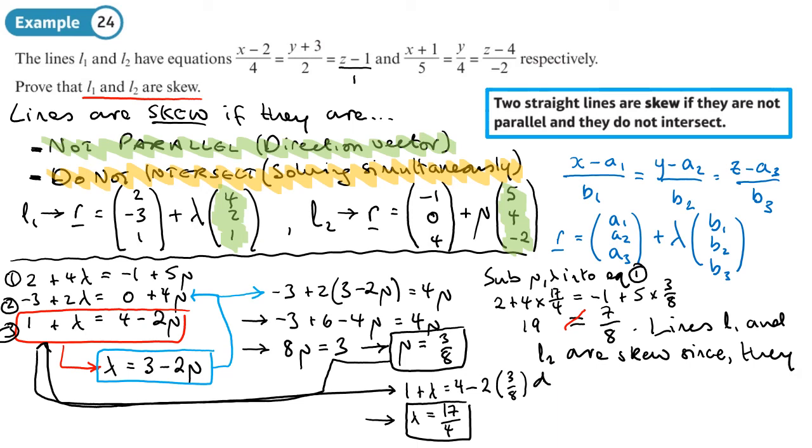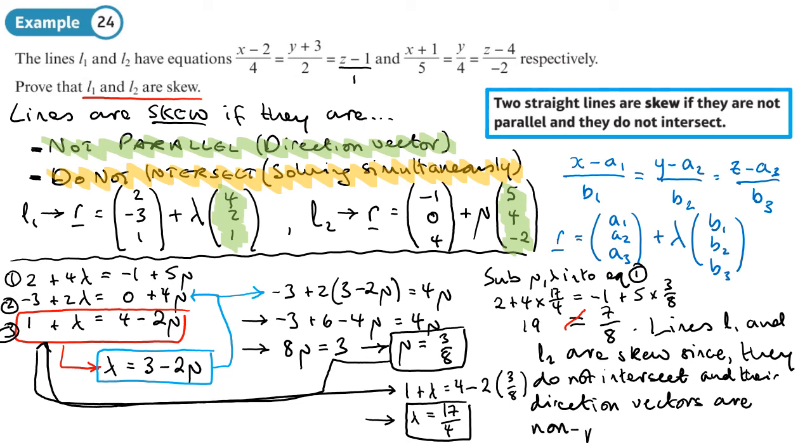They do not intersect, and we've shown that algebraically there's not a value of mu and lambda that satisfies all three, and their direction vectors, the bits that I've highlighted in green, are non-parallel. So that's how we can show that lines are skew when they're not parallel and they do not intersect. So they pass each other without actually cutting through each other. Okay, you should now be able to do exercise 9E on pages 191 to 192.